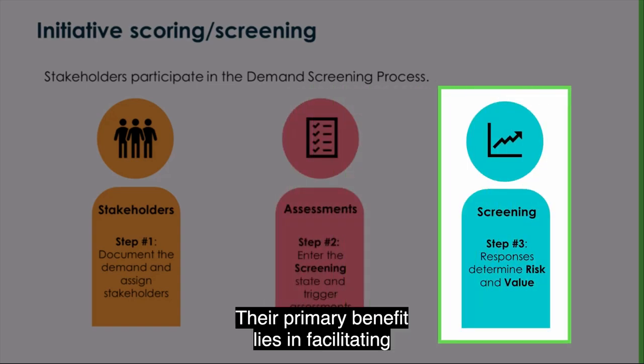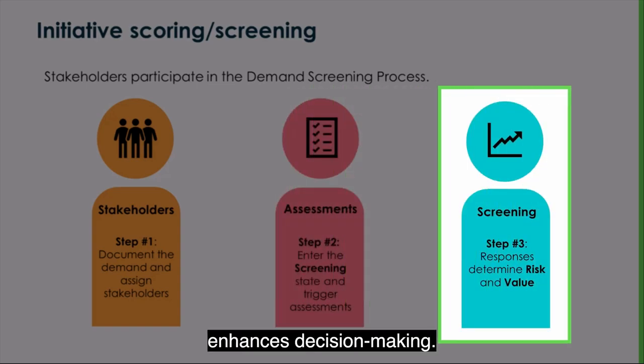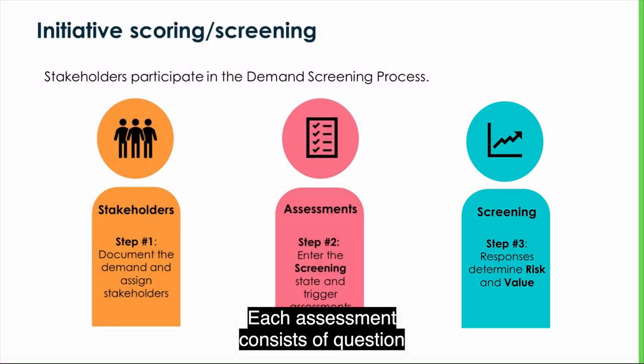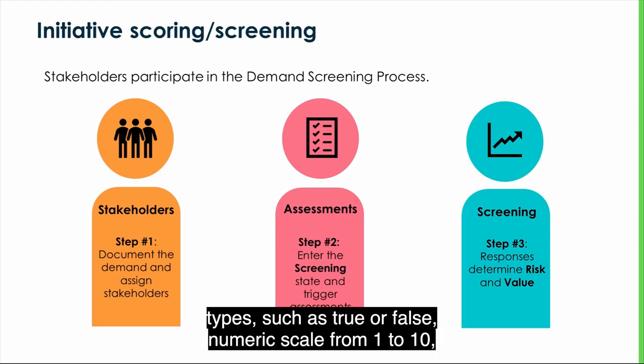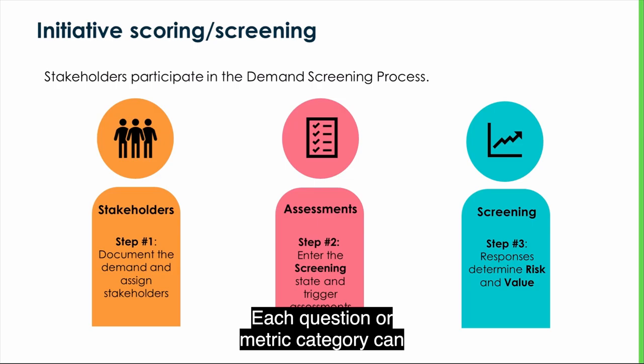Their primary benefit lies in facilitating the collection of group feedback, which enhances decision-making. Each assessment consists of question groups known as metric categories, with each group containing several questions of varying types, such as true or false, numeric scale from 1 to 10, percentage, and so on. Each question or metric category can be assigned a weight for score calculations.